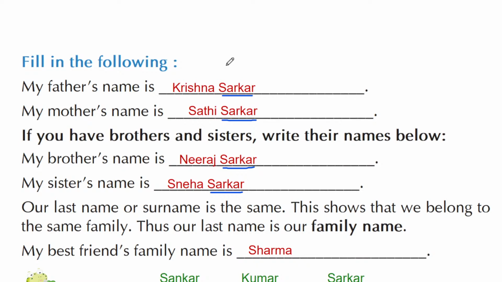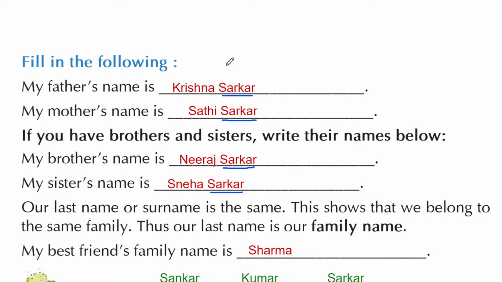My father's name is dash. So you have to write down your father's name. For example, my father's name is Krishna Sarkar. That is why I have written Krishna Sarkar. And please keep in mind that you have to write down the correct spelling here. Then my mother's name is, so here students, you have to write down your mother's name. I have written here my mother's name, that is Sathi Sarkar.